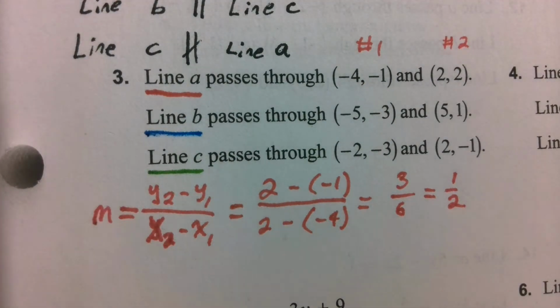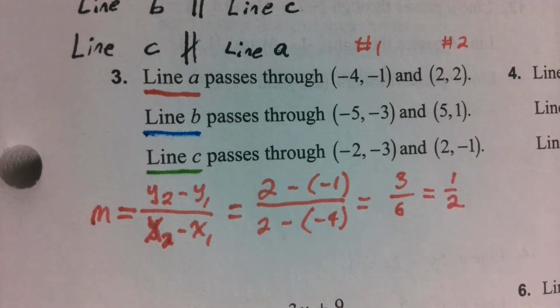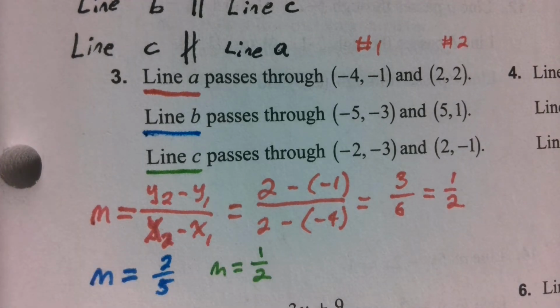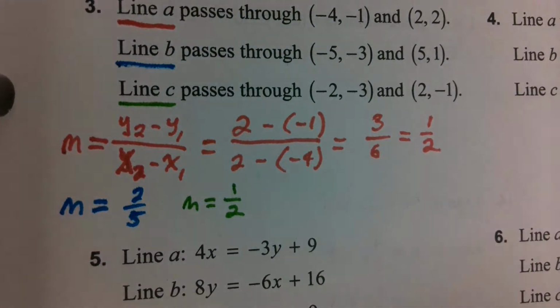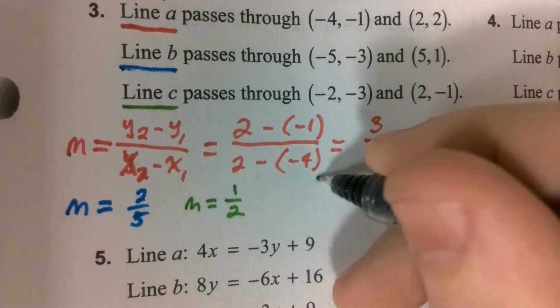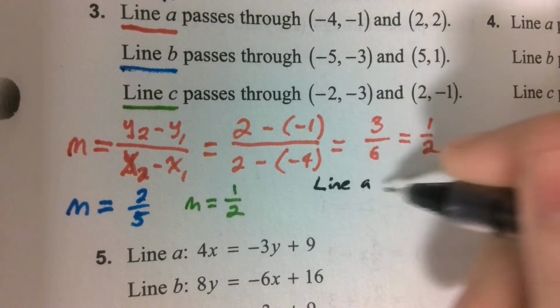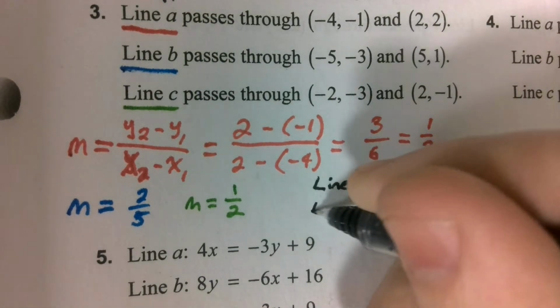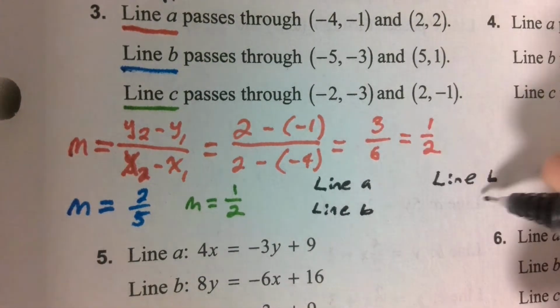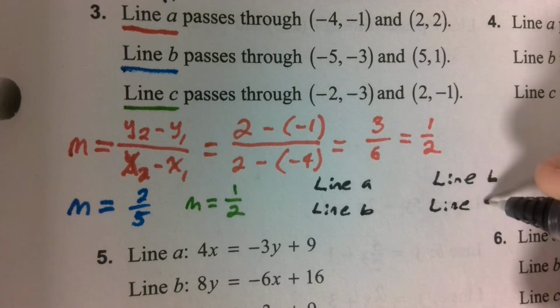Use this method to try to find the other slopes. Pause the video here, see what you get. Did you get these slopes? For the blue line, the slope ended up being 2/5. For the green line, it ended up being 1/2. So just like before, we want to compare line A to line B to line C, and to cover all of our bases, line C to line A.